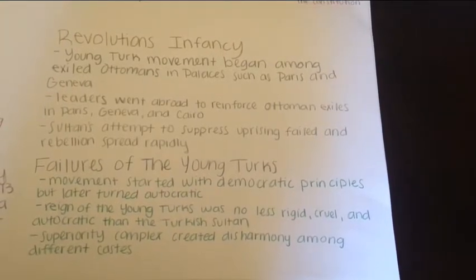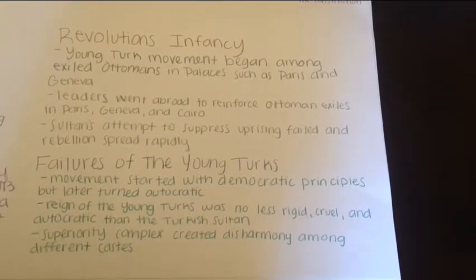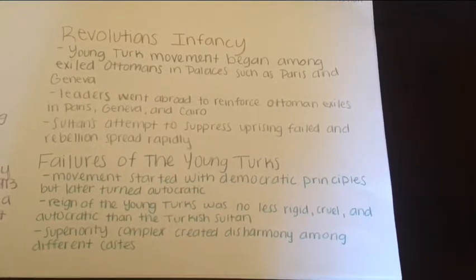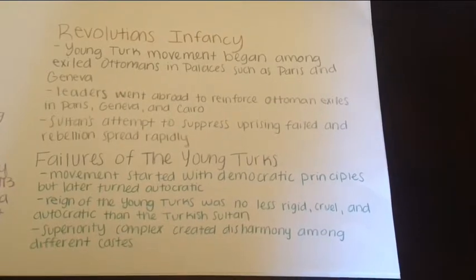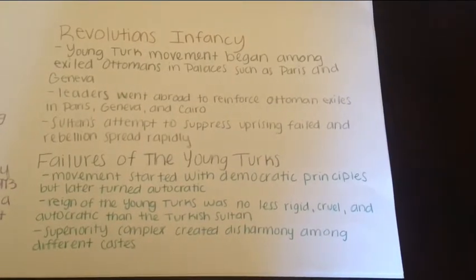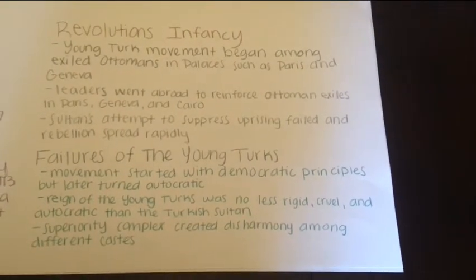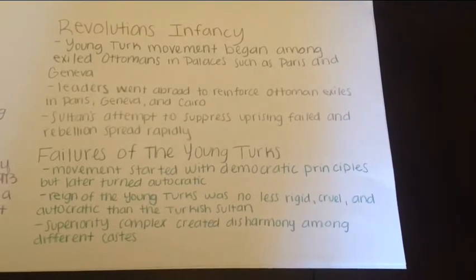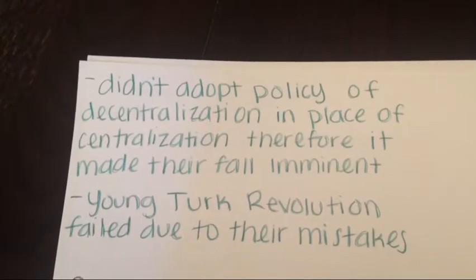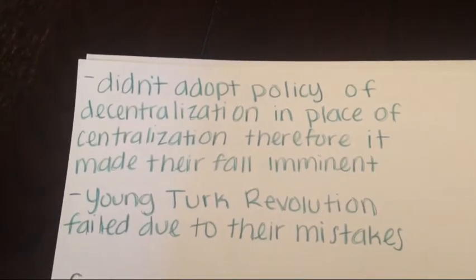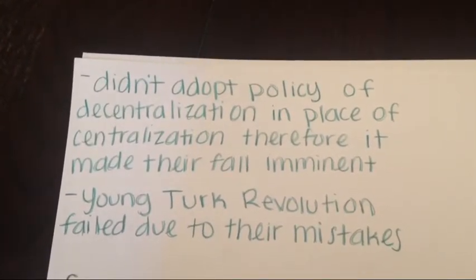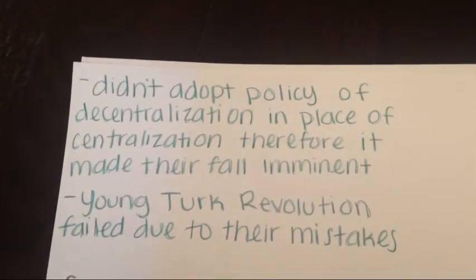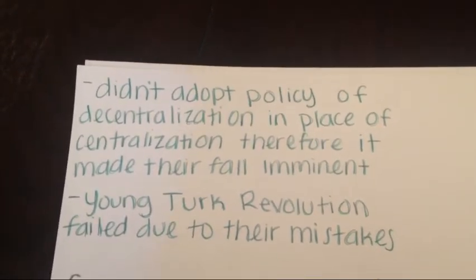Failures of the Young Turks. The movement started with democratic principles but later turned autocratic. The reign of the Young Turks was no less rigid, cruel, and autocratic than the Turkish Sultan. A superiority complex created disharmony among different castes. They didn't adopt a policy of decentralization in place of centralization, therefore it made their fall imminent. The Young Turk Revolution failed due to their mistakes.